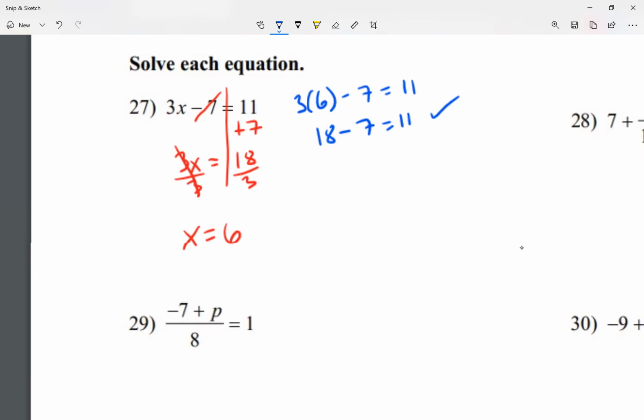Any other number will give me a false statement. And what do I mean by a false statement? Something like 0 minus 7 is equal to 11. Right? That's false. So like I said, the only answer that will give me a true statement is x equal to 6. That's what we mean by solve.